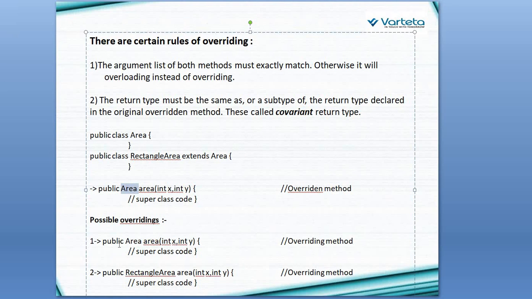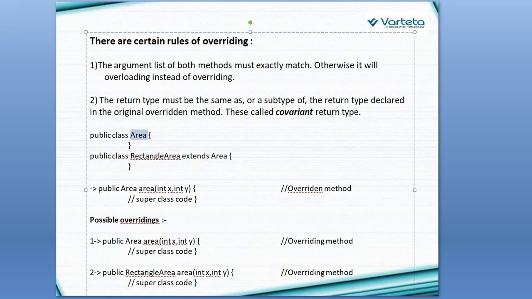And what are the possible return types in the subclass? I can make it Area or I can make it RectangleArea, because RectangleArea is a subclass of the Area class. So I can make it RectangleArea also. That is the subtype of the Area class. So that's the second rule of overriding in Java. You can change the return type to a subclass of the return type of the overridden method.